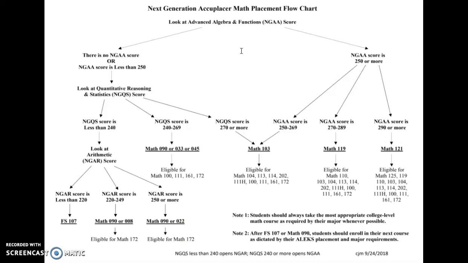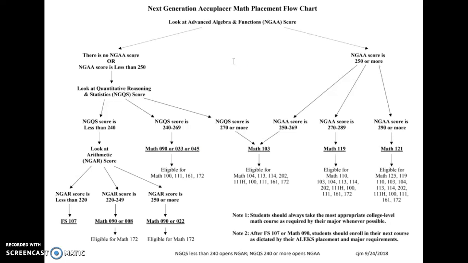Example number 3. This student does have a score of NGAA, which is 220, and also an NGQS score of 245. Since the student does have a score of NGAA and it is less than 250, we will move to the left side of the chart and continue down to look at his NGQS score, which is 245. This takes us to this area here, and this student has placed into Math 090, 033, or 045. You can refer to the Math Endgame document in the advising guide on page 21, which lists the math requirements for each major to determine the best course for the student.